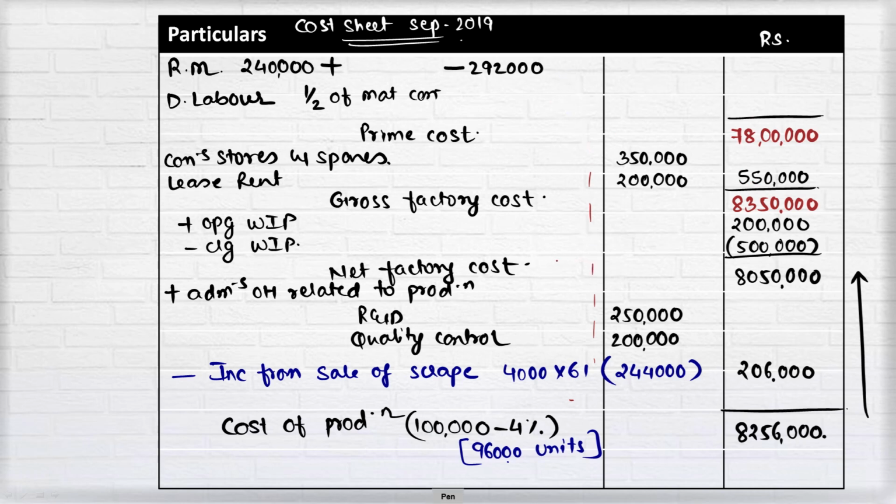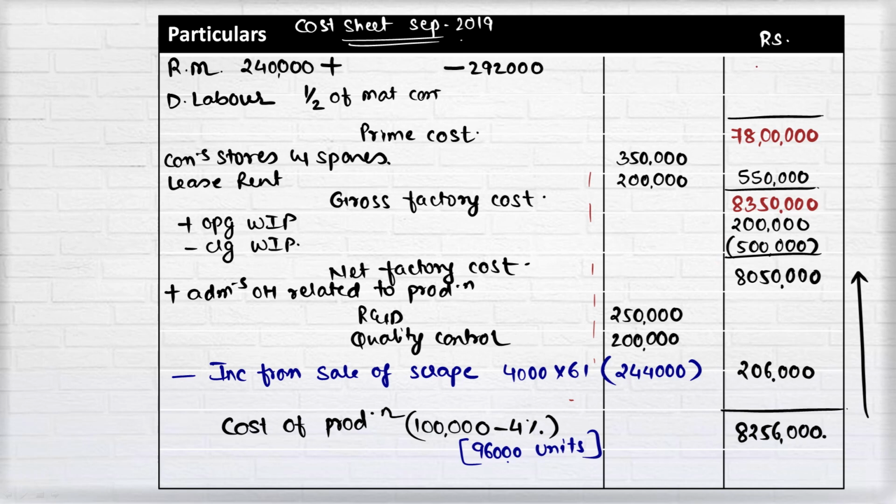Now it is difficult. Again, two figures are missing. What is missing? Material purchase and direct labor. They have given direct labor in a weird manner. They say direct labor is half of material consumed, not even material purchase. They say direct labor is half of material consumed. What is the total prime cost? 78 lakhs. That's all right.